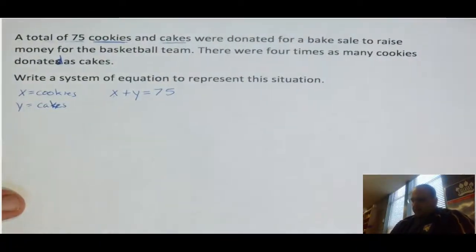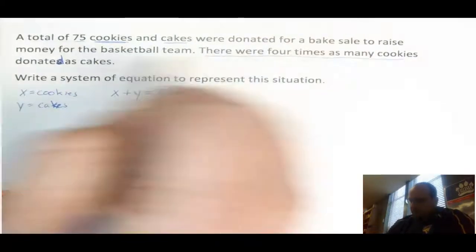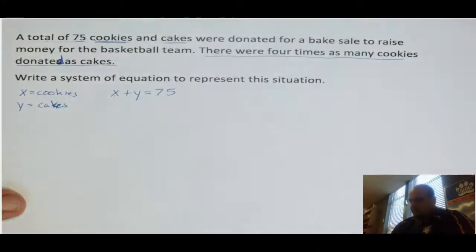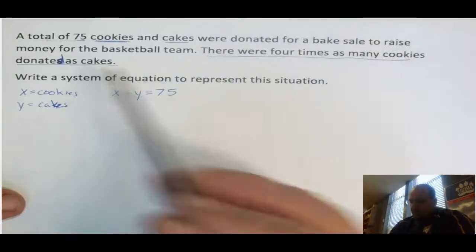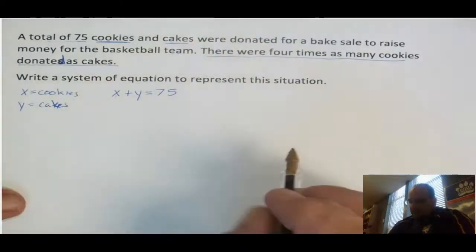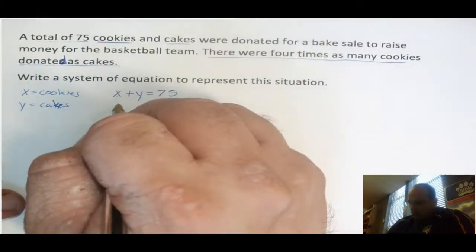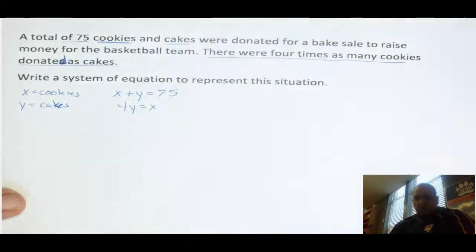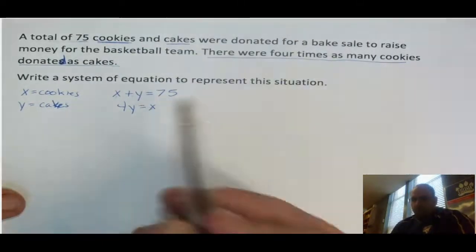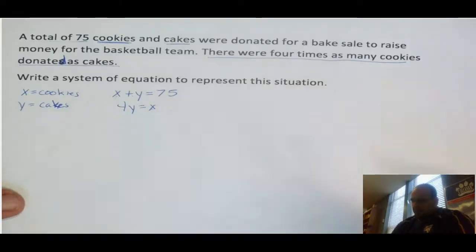The other part of the equation I have to go to is right here. There were 4 times as many cookies donated as cakes. Because there were 4 times as many cookies as cakes, what that's telling me is I need to take Y times 4, or 4Y, to get the number of cookies, because cookies was 4 times larger. So I would have to take 4 times the number of cakes to get the amount of cookies. Now I have my 2 equations.